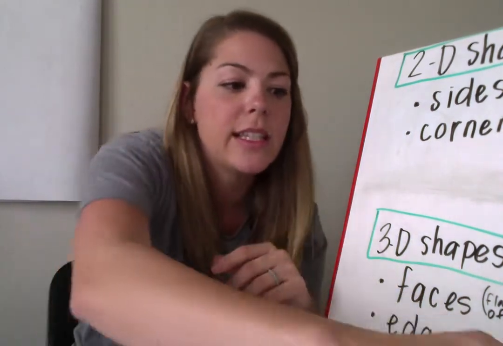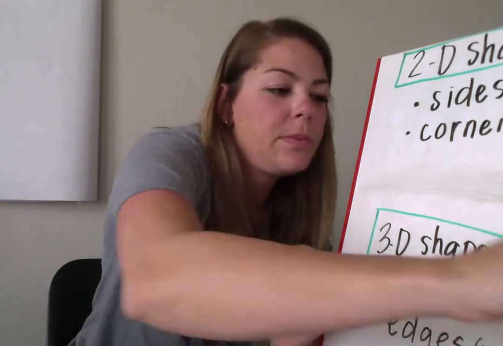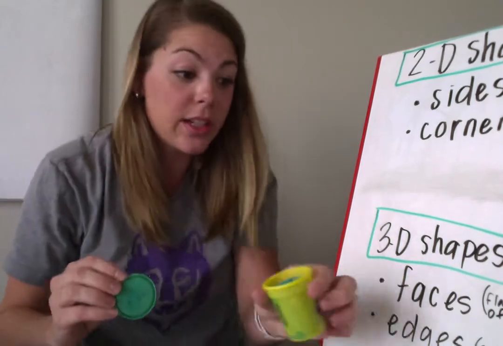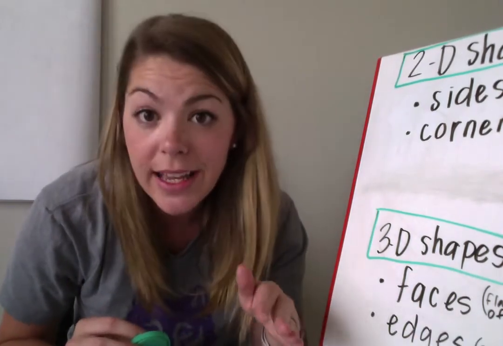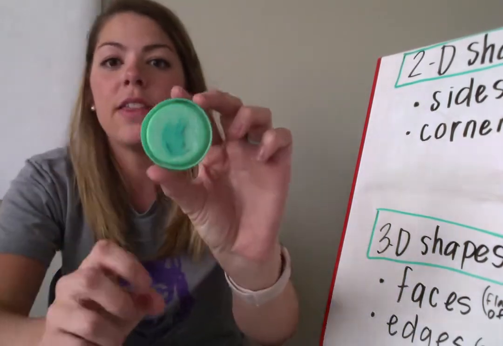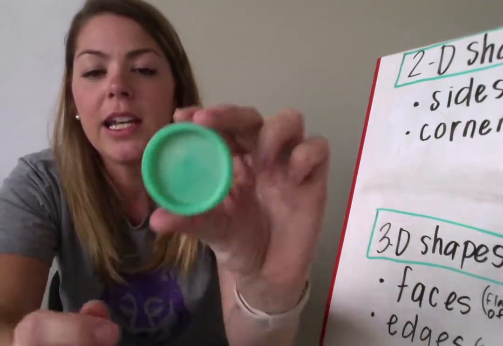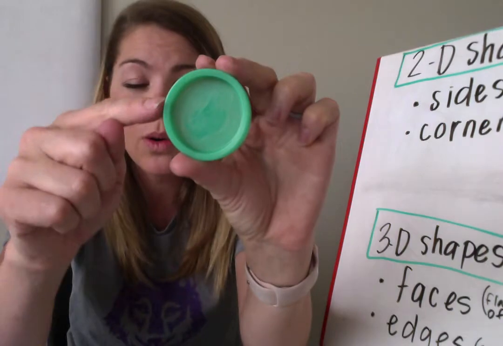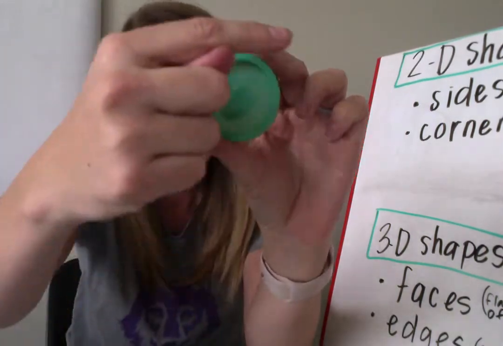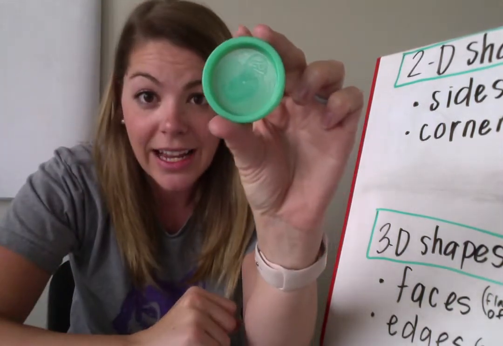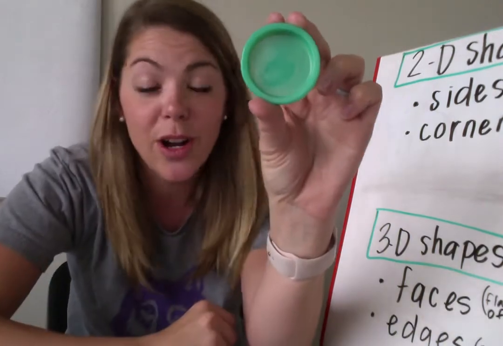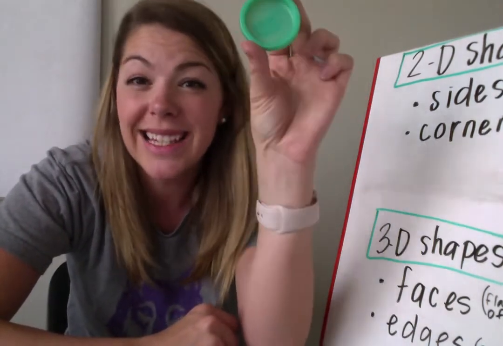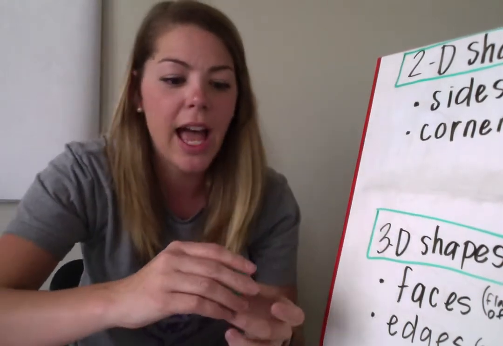A circle is different because, here, I'll use this lid here. A circle is different than squares and triangles because there are no sides and no corners. There are no, here's my Play-Doh lid, there are no edges. There are no sides, there are no corners. It is a continuous round line that makes a circle, so there are no sides or corners on a circle. Okay, so 0 sides, 0 corners for this particular flat shape.